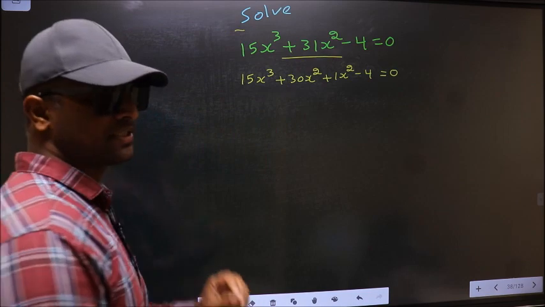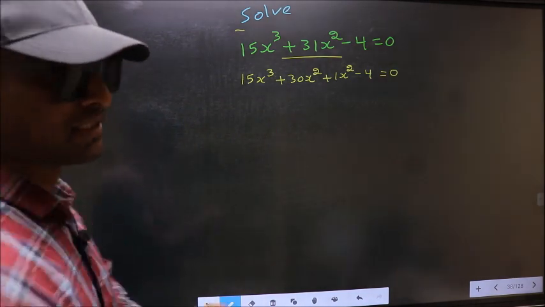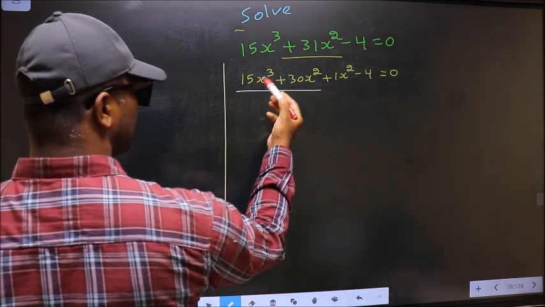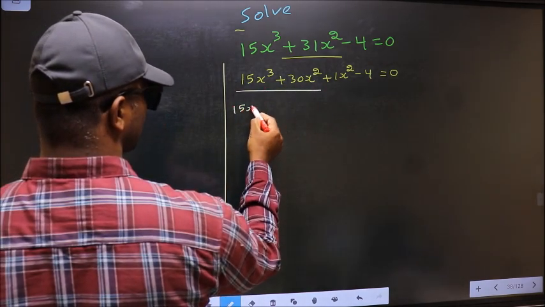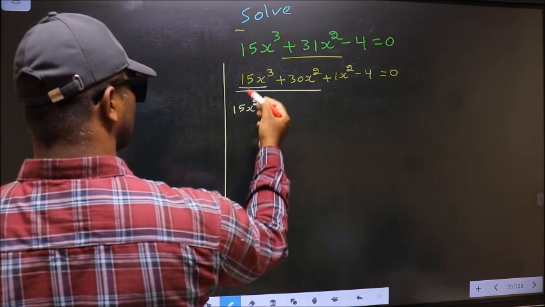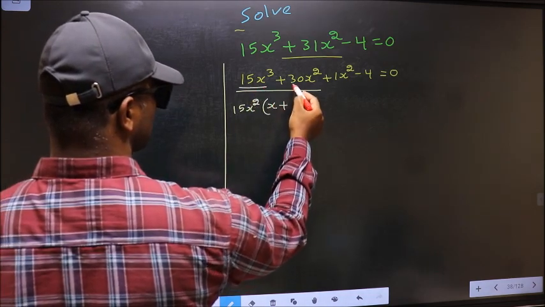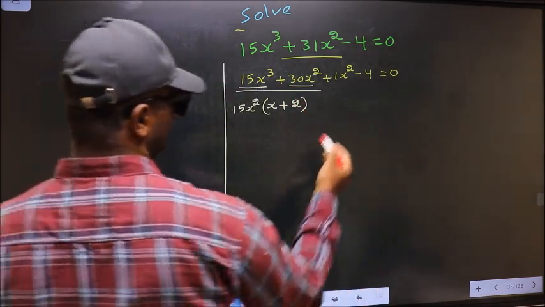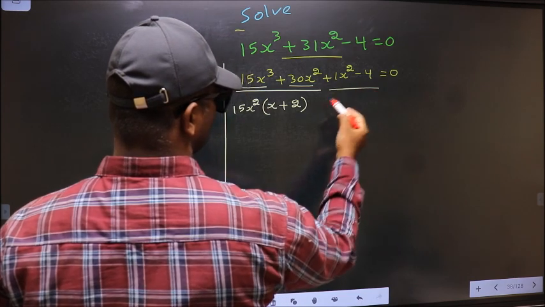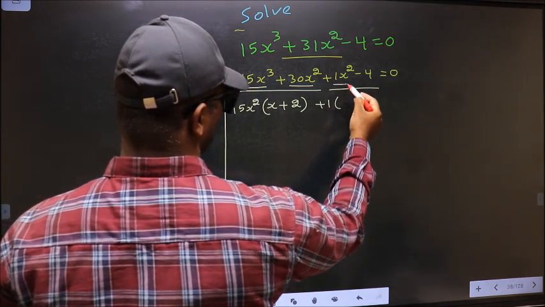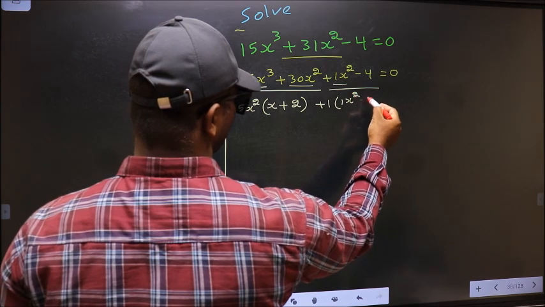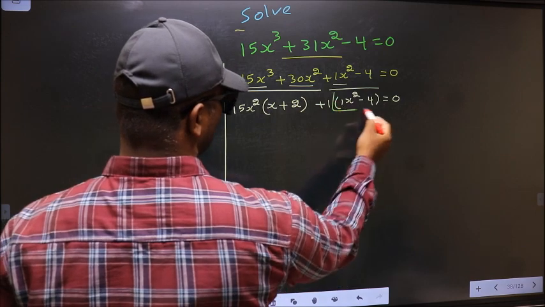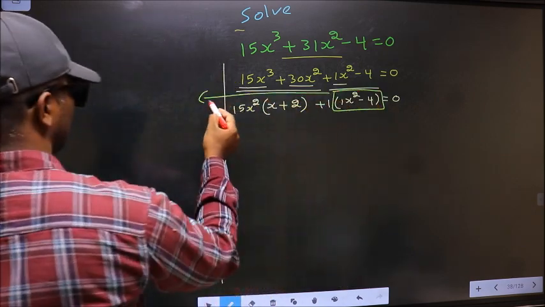This is your step 1. Next, from these two terms, what can be taken out common is 15x square. So from this 15x square out you get x, plus from this 15x square out you get 2. In the same way, what can be taken out common from these two terms is plus 1. You get as it is, no change, equal to 0.